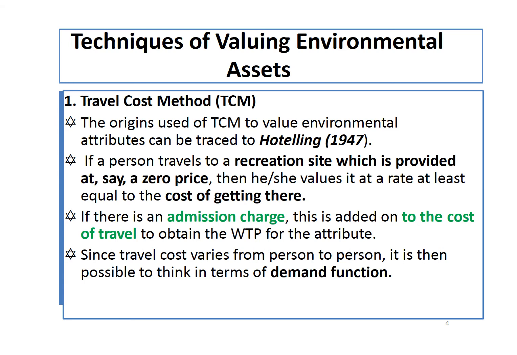So the willingness to pay for that recreation area in this case is the admission charge, or whatever you pay to enter that recreation site, plus the cost you pay for transportation. So Hotelling said that in such a way we can put a value on that site. Since the travel cost varies from person to person, it is then possible to think in terms of a demand function.